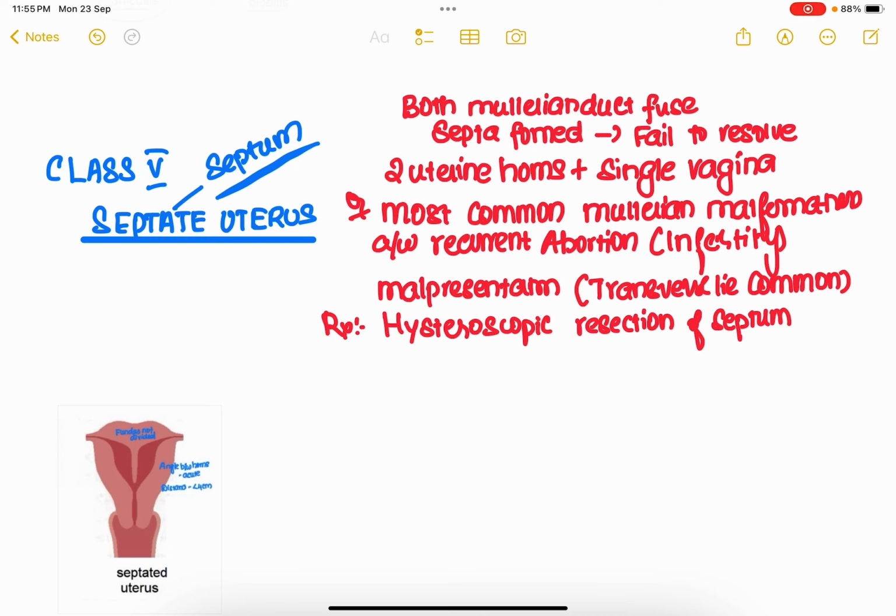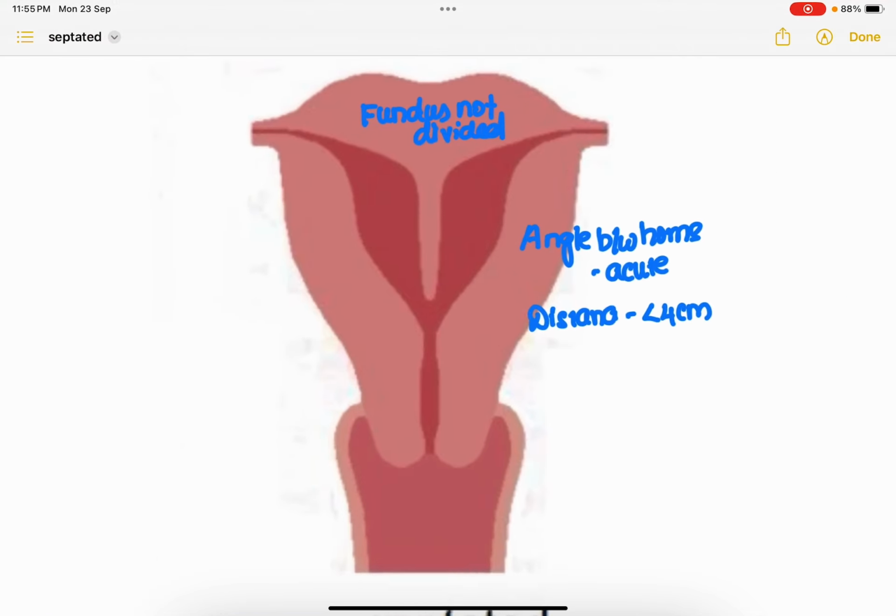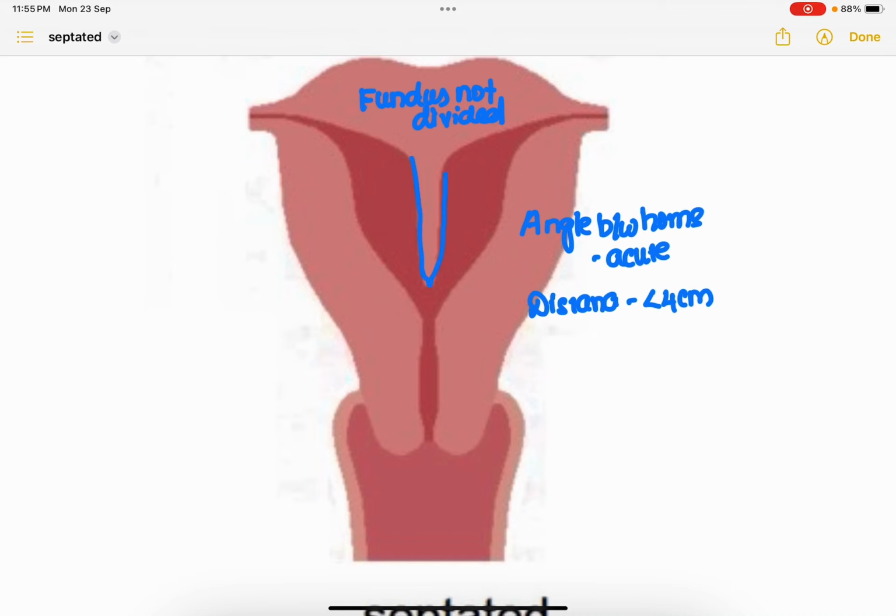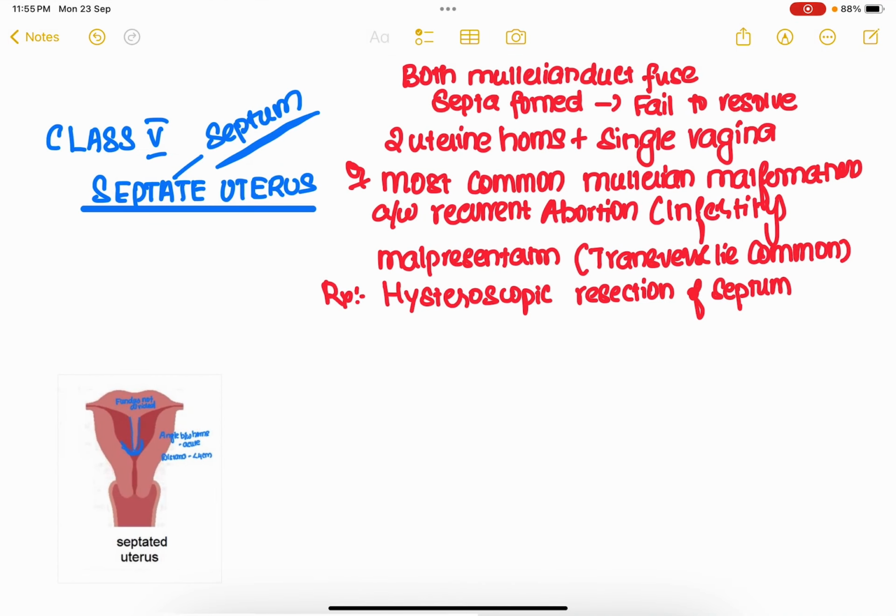Is that clear? Okay. If the pregnancy does continue, it is going to result in some malpresentation. What is the malpresentation? Transverse lie is going to be the most common malpresentation. Because of the septate uterus, as you can see here, because of the presence of the septa, the fetus can be in a transverse location. So transverse lie is the most common malpresentation in septate uterus.